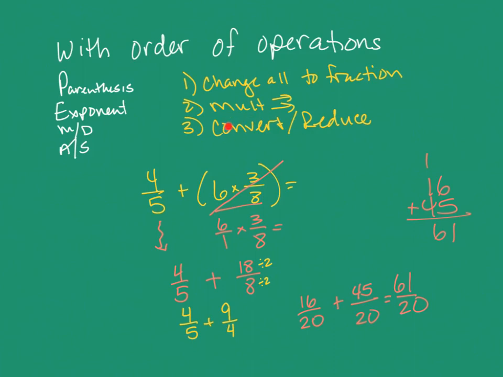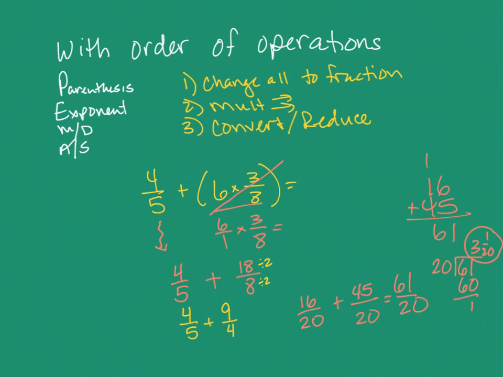Last step, convert it and reduce if needed. It does need to be converted because here I am, improper fraction, that upside down snowman. No worries. 61 divided by 20 will go in 3 times, and that gives me 60 with 1 out of 20 left over.